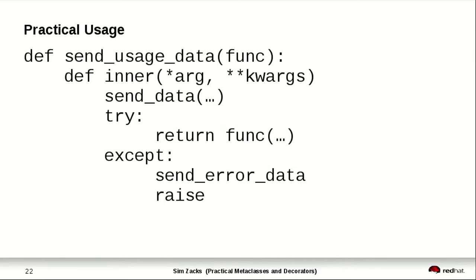And here, if we made a decorator called send usage data, then in the inner function, we first have send data, which tells us usage data, somebody called this function. And then before we call the actual function, we put that into a try and except, where if there's a problem, we're going to send the error data. And then we're going to raise the error back up to the user. So the user gets the exception that he should be getting, and the error data and the usage data are both sent up to the server. So this looks like a great solution.